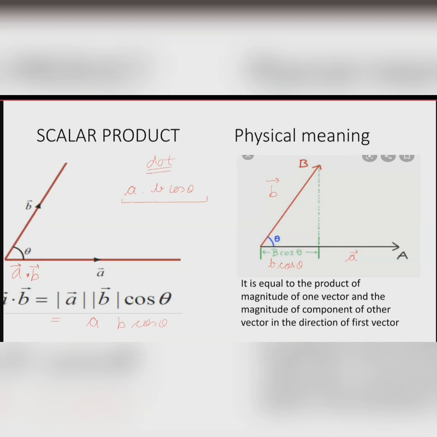The angle to be taken is the angle between the two vectors when they are joined tail to tail, and we take the smaller angle. Also, you need to know one property: this scalar product is commutative in nature, meaning that whether you're taking A dot B or B dot A, it is going to be the same.